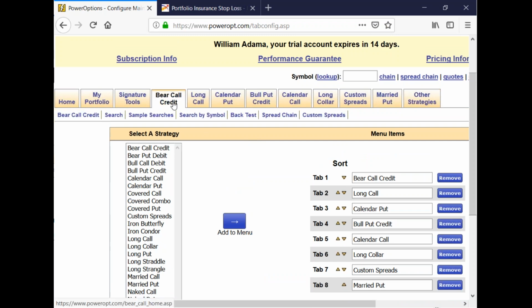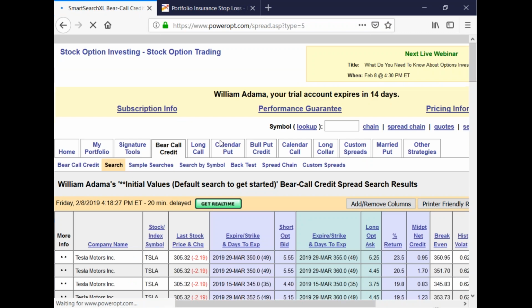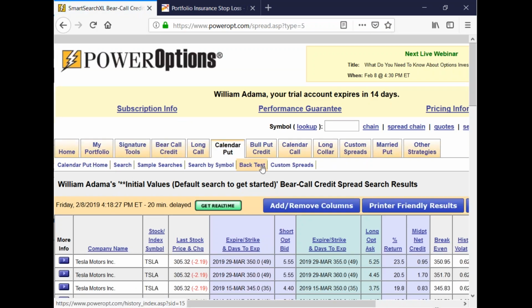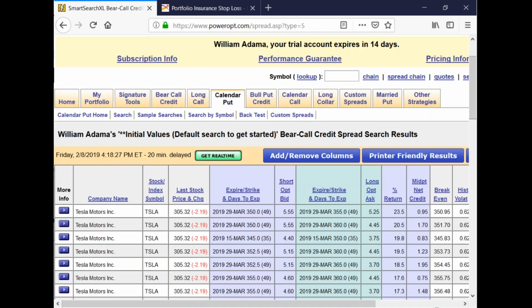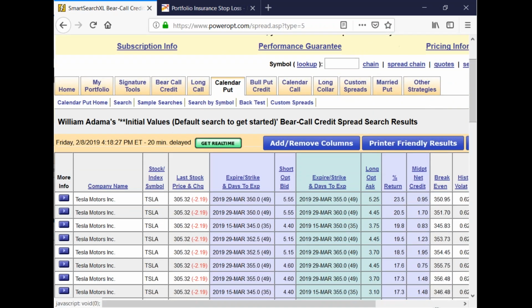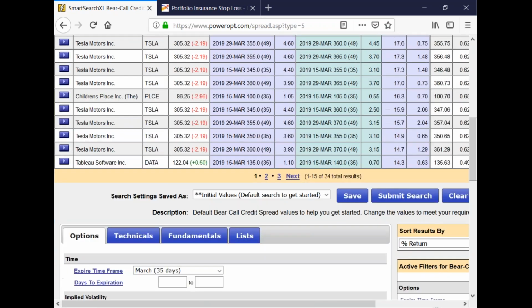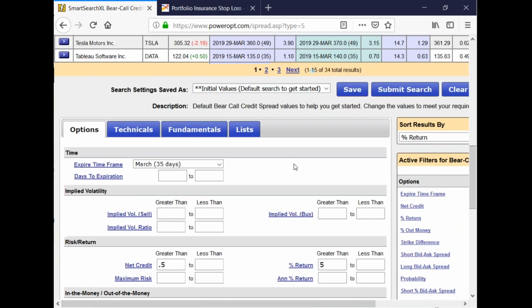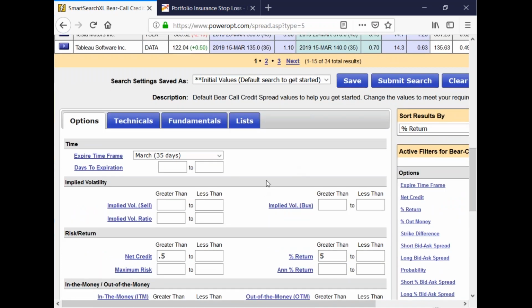Now I'm just going to go to bear call credit, and I'm going to go into the search tool. And this is going to pull up a list of potential bear call credit spreads, not directly recommendations or suggestions. We scroll down below the listed trades, and below the listed trades is the parameter field where I can set the different criteria for my needs.